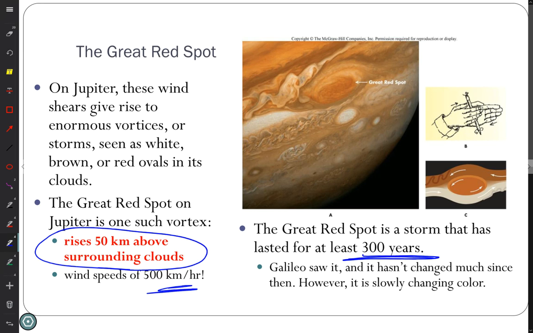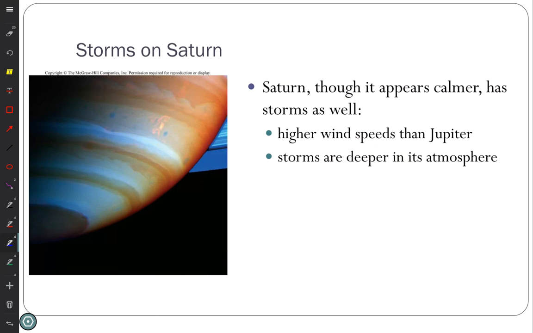Notice here, Galileo saw it. That's the first person to do any observing of the sky with a telescope. Well, for systematic scientific purposes.